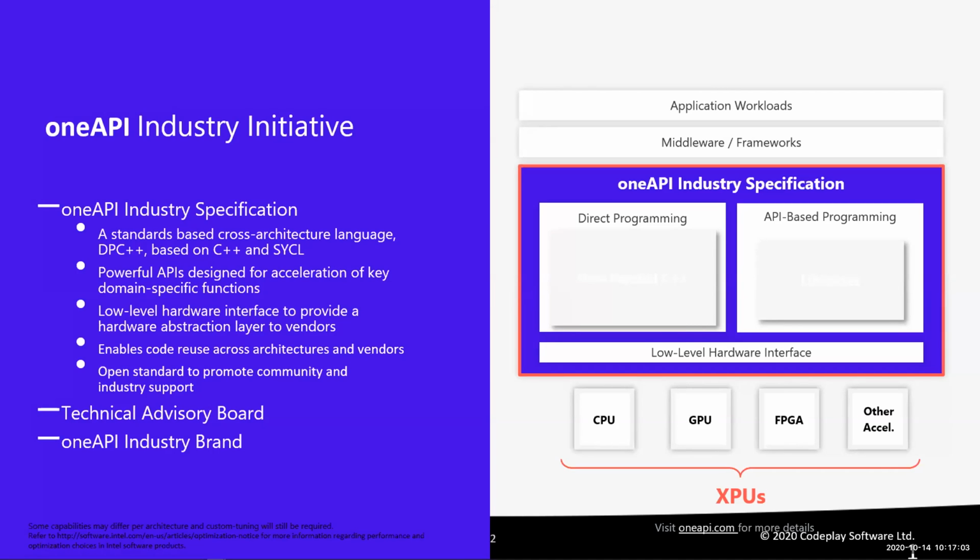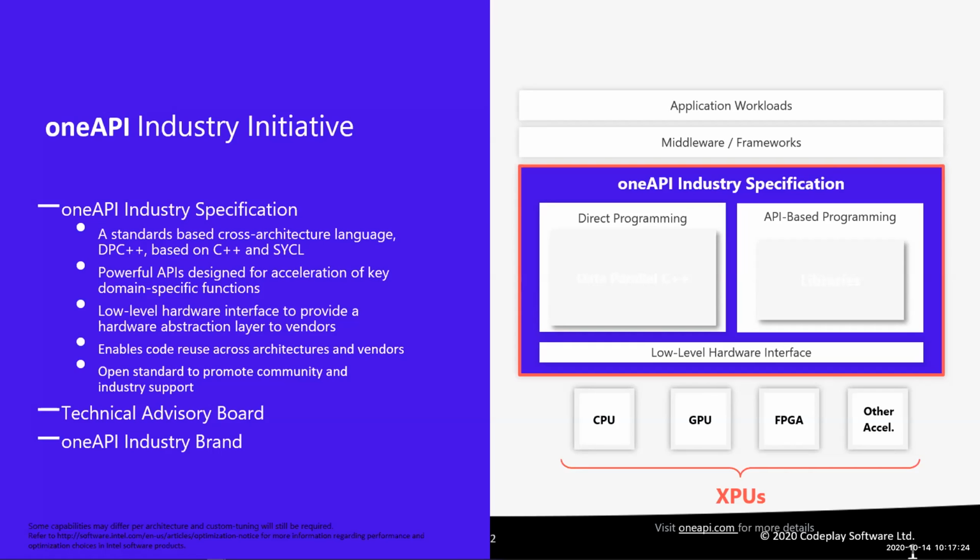oneAPI is being built to simplify development across multiple types of processors and accelerators, not just Intel. I want to strongly emphasize this is not just Intel. It can cover any other vendors that are willing to contribute. It's standards-based with an open specification to enable broad ecosystem adoption and innovation.